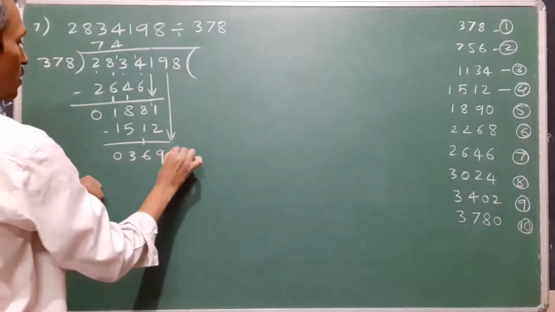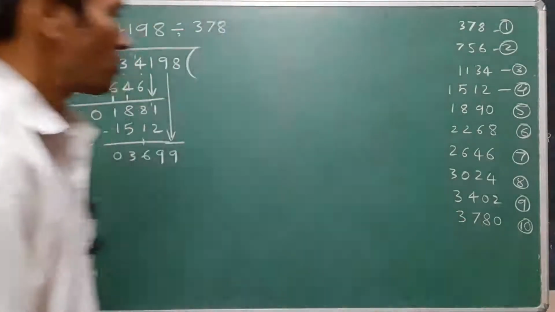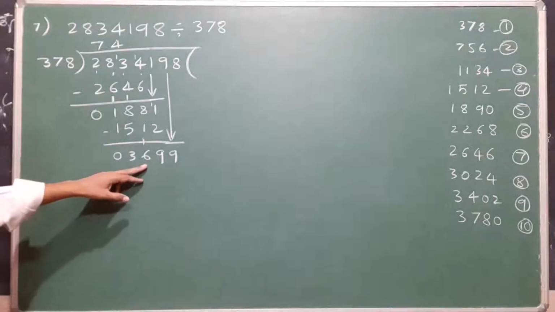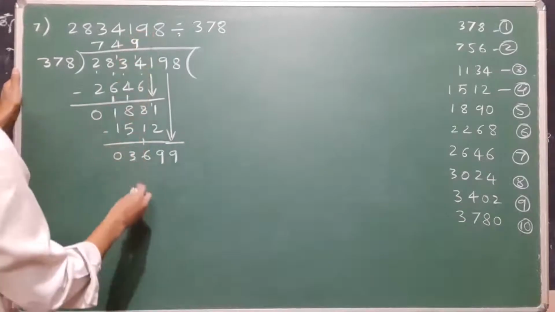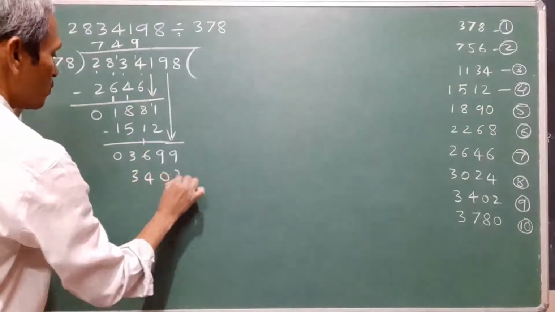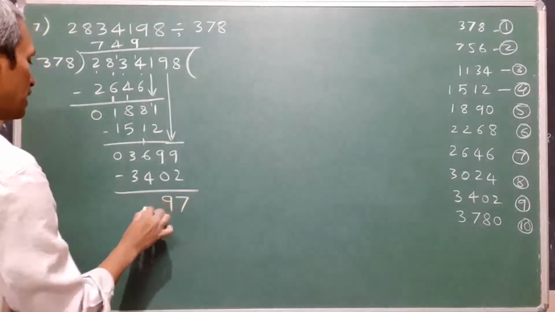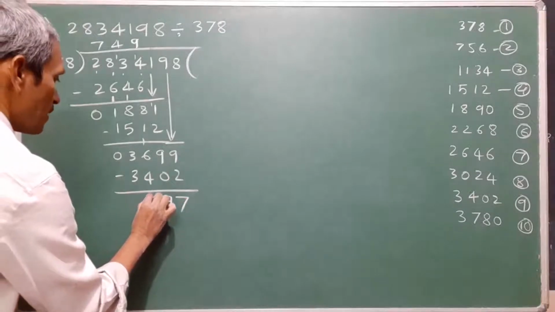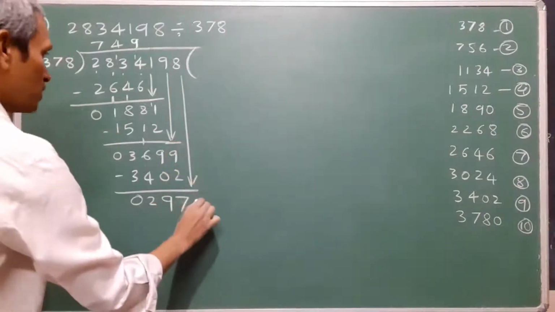Take the next digit down and right here it becomes 3699. Once again search for 3699 in the table of 378. 3780 is there, which is greater than this one, so just less than 3699 is 378 9s are 3402. Subtract once again here, I will get 7, 9, 2, 0.